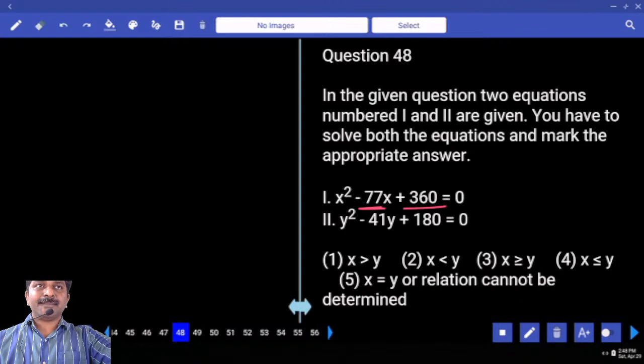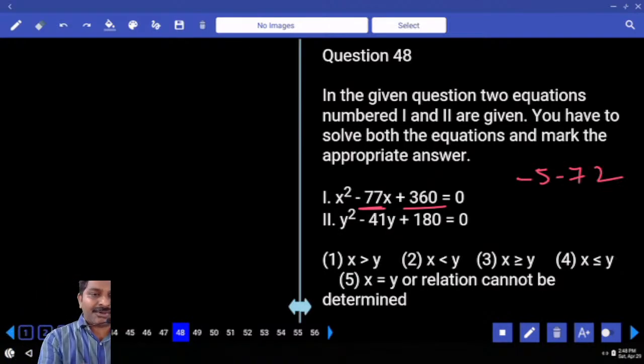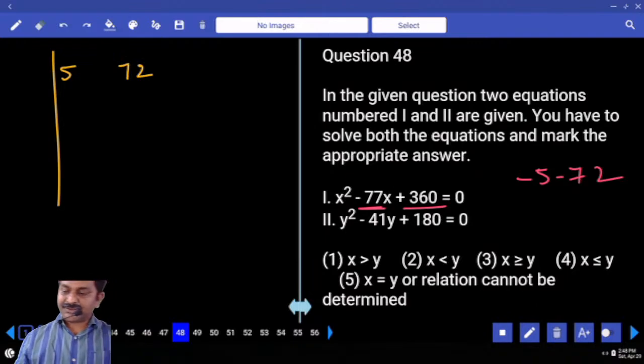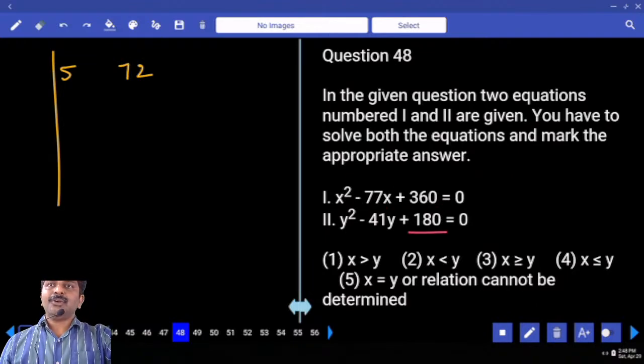5 how many times? 5 70 possible or not? Minus 5 minus 72 is the combination. Factors are plus 5 plus 72. Got it? Next. 180. 290s no. 360s no. 445s no.